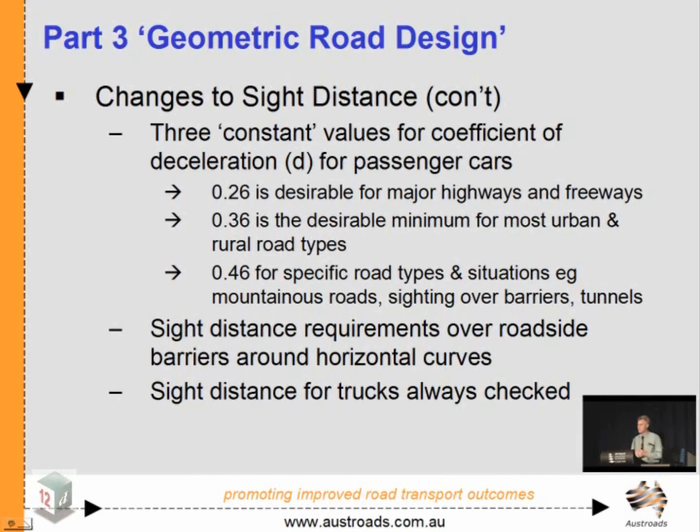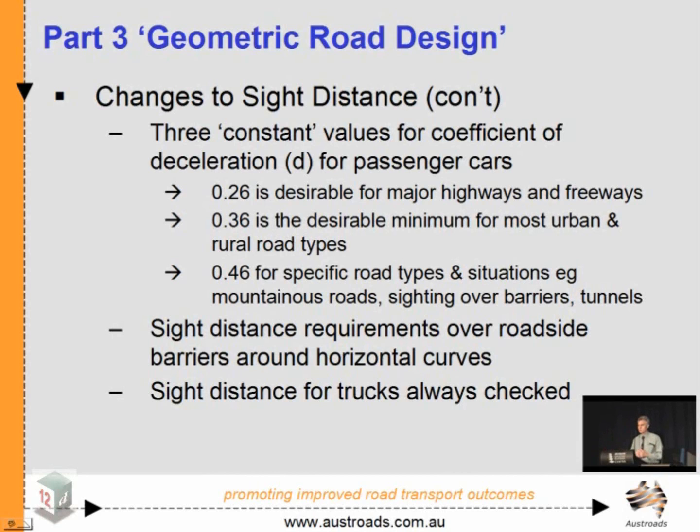There's also changes to the sight distance model in the deceleration values we use. Previously we had one set of deceleration values depending on speed for all road types, regardless of whether you had a motorway or the lowest volume rural road. You still needed the same value of sight distance for a given speed and reaction time. What we've done now is given three values of deceleration for different circumstances.